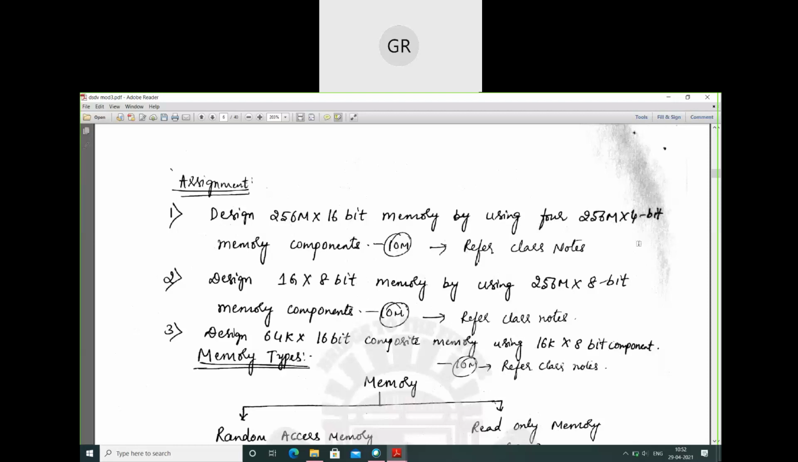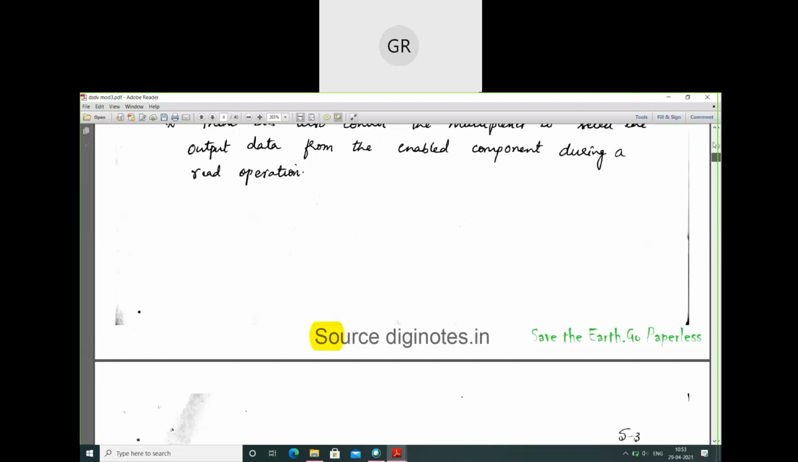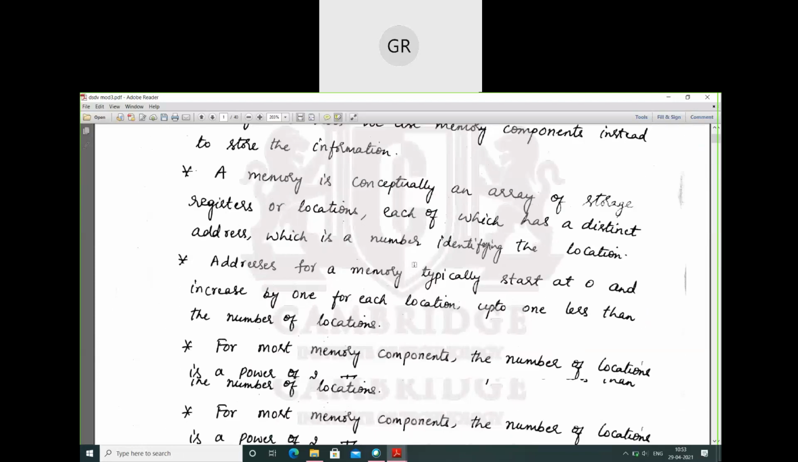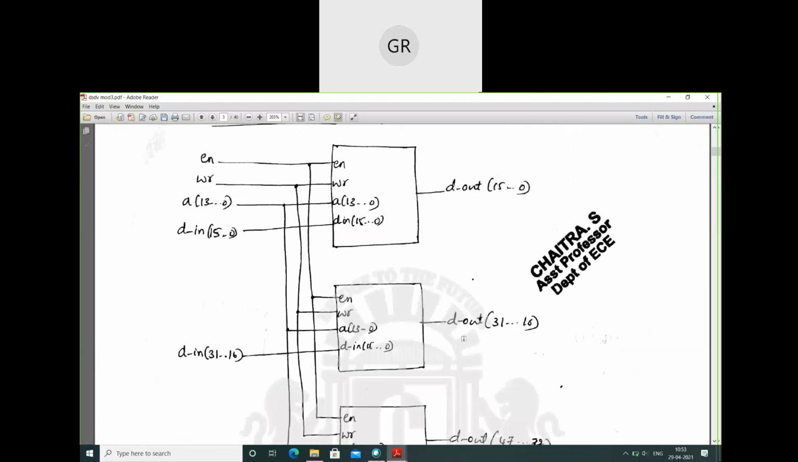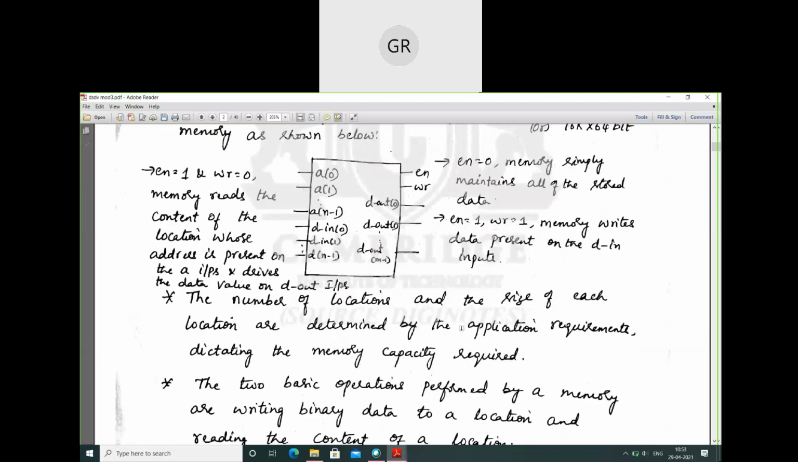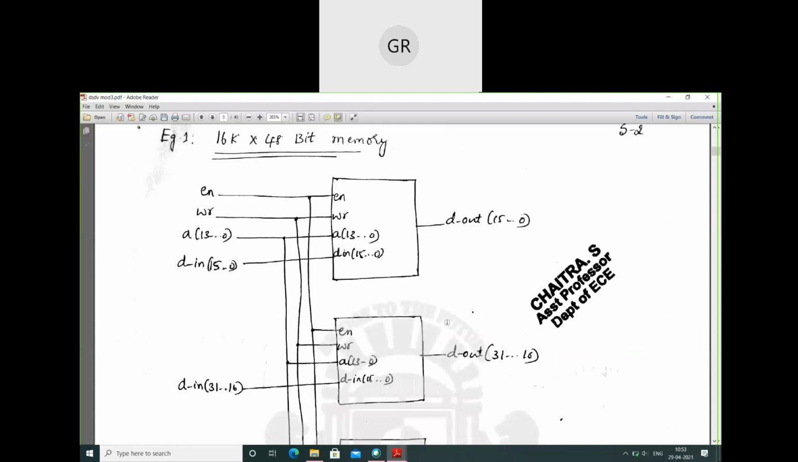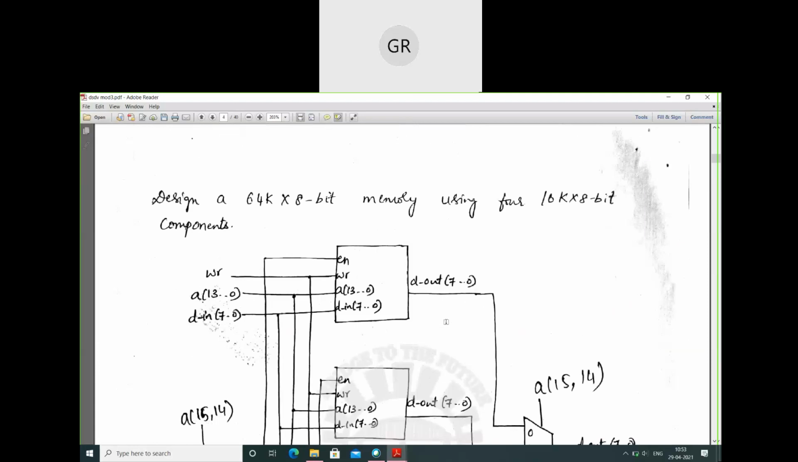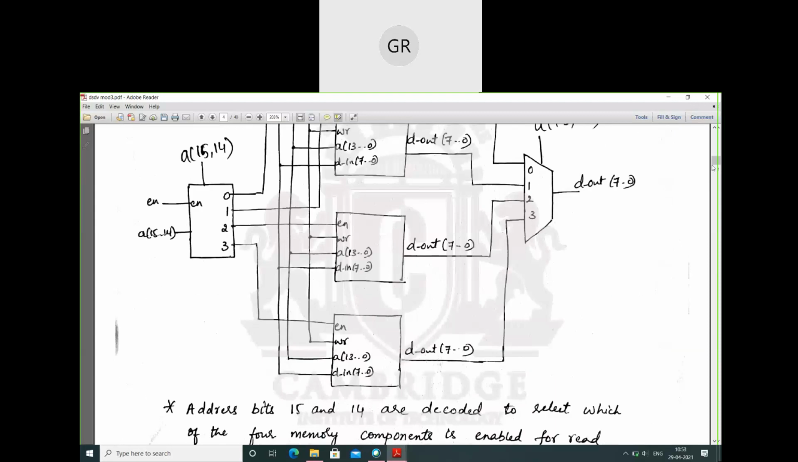How many bits did we get here? Totally 16-bit output. Okay, we connect in series, same as this problem only. I'll show you. Same as this problem, not this one. Yeah, this one only. Okay, let's go through this. Here a bit, here one more, next problem here.